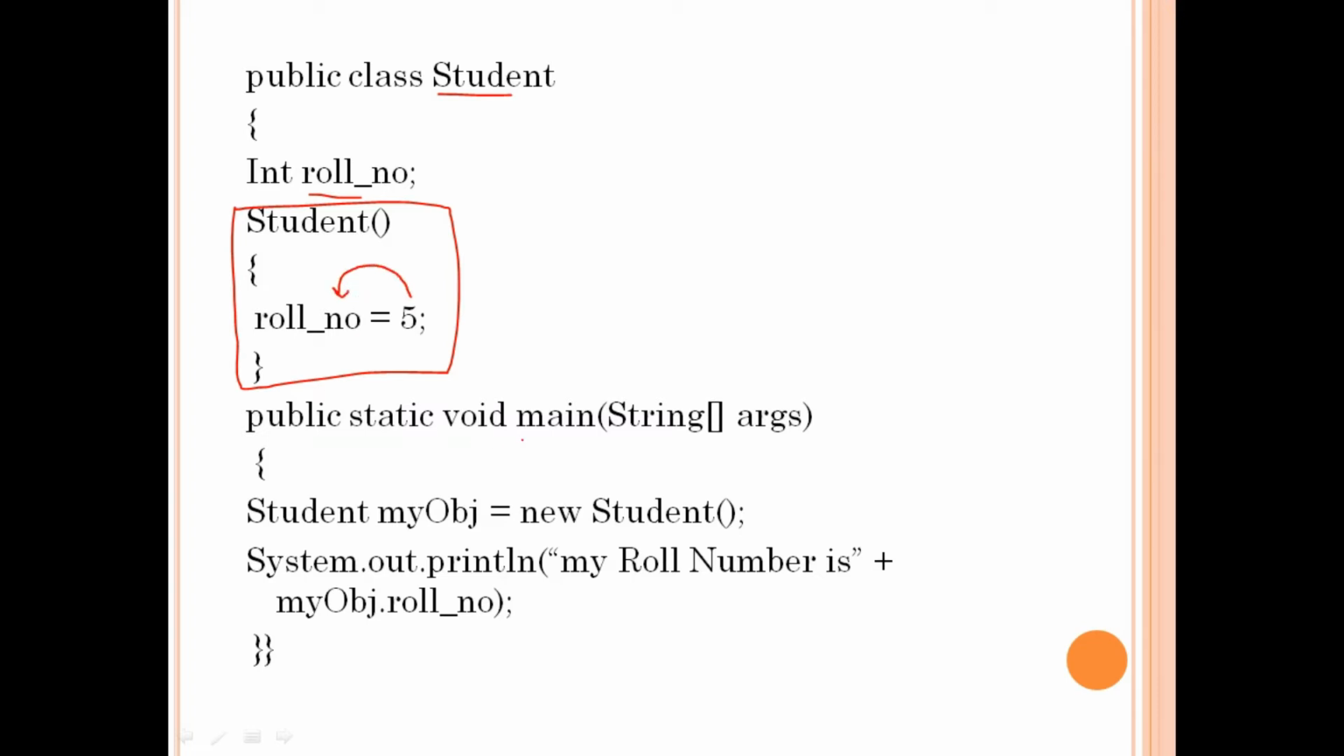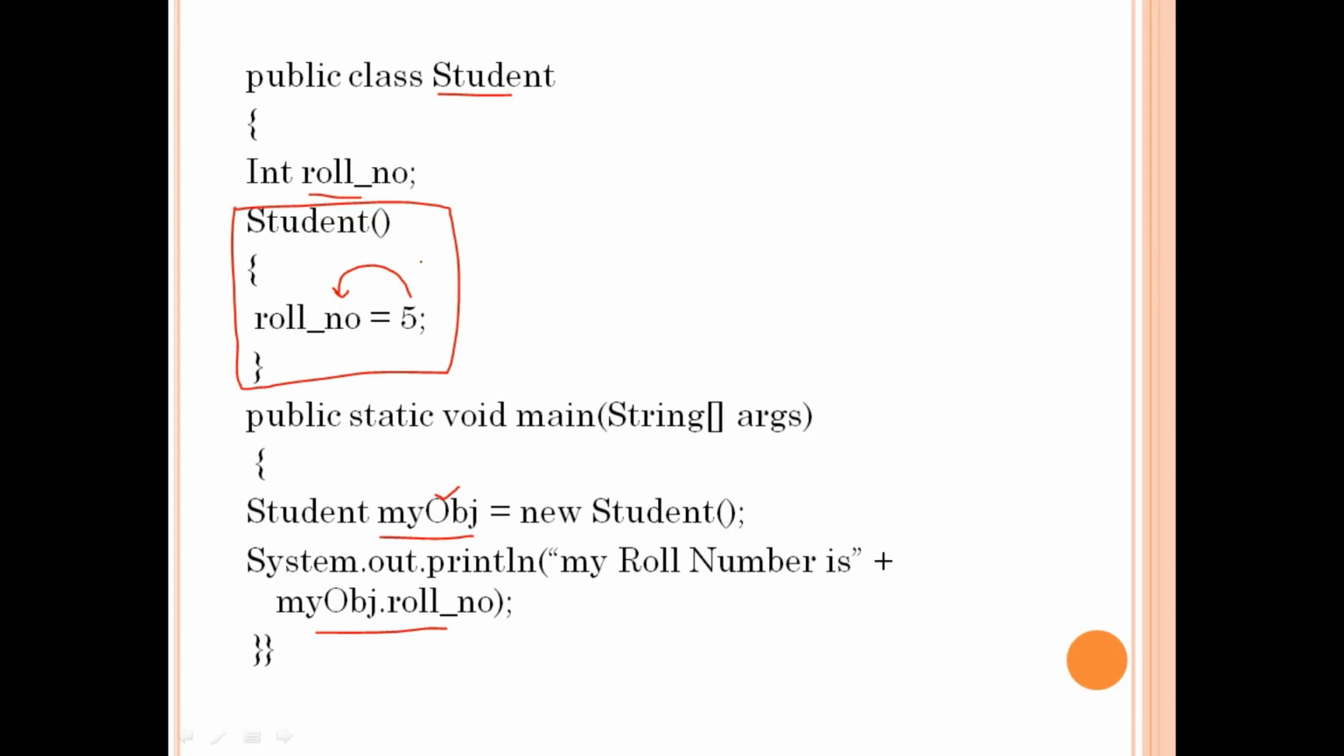Then in the void main function, we are creating the object called my object. With the help of my object, I am accessing the attribute of our class, my object dot roll number. When we create my object, it should initialize the attribute of our class, so 5 will be assigned to roll number. In this print statement I am printing my roll number is my object dot roll number. In this attribute we are assigning the value 5. Our output will be my roll number is 5. So this is the basic example of our constructor.